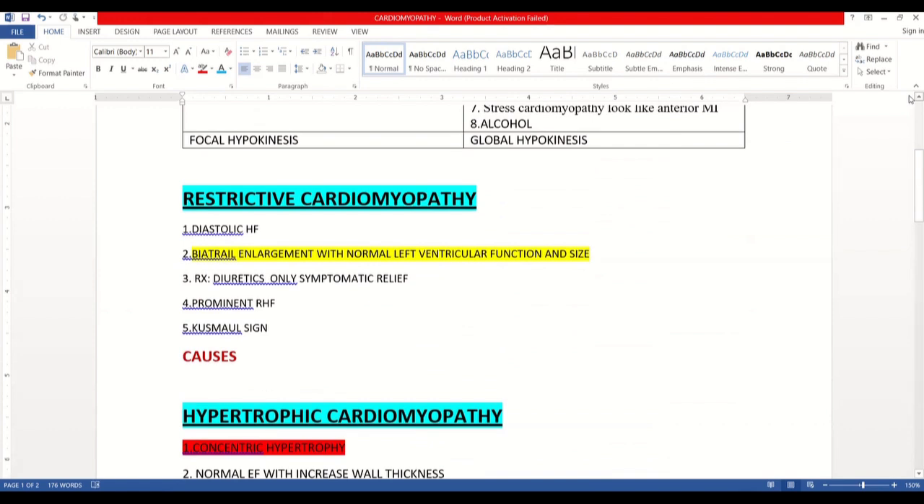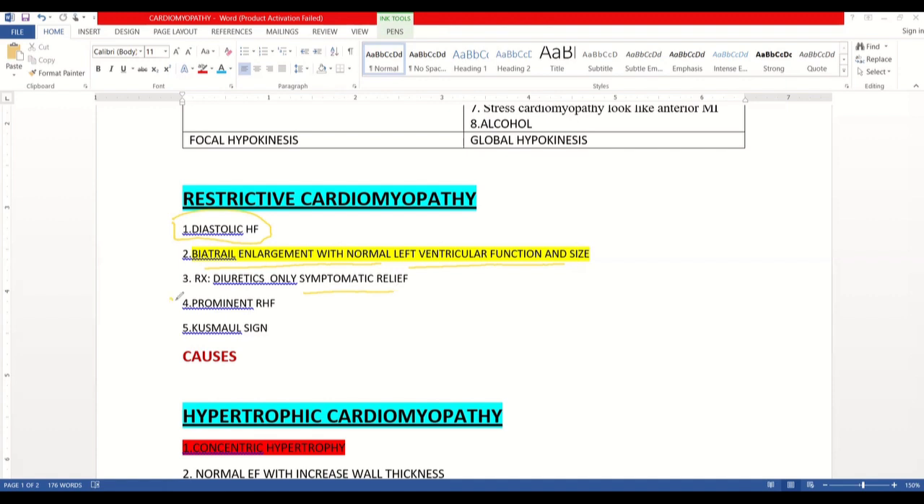Restrictive cardiomyopathy, these are again the high yield points. Restrictive cardiomyopathy leads to diastolic heart failure, with biatrial enlargement and normal left ventricle function and size. So diuretics are only for symptomatic relief. The treatment of diastolic heart failure is only diuretics, which give only symptomatic relief, right? And you have to identify the cause and treat that cause.